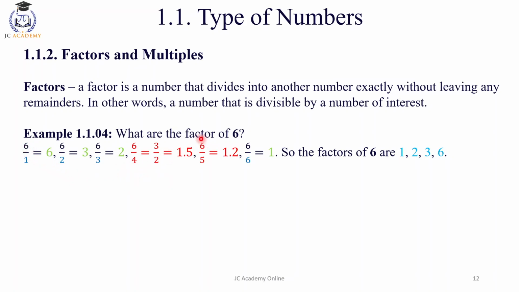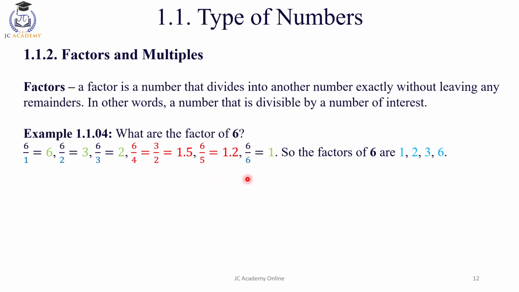So in this case, the number of interest is 6. So we start by dividing 6 by 1. So we do 6 divided by 1. Answer is 6. 6 divided by 2. The answer is 3. 6 divided by 3 is equal to 2. 6 divided by 4 is 3 over 2. Yeah, we can simplify this, or 1.5. 6 divided by 5 is 1.2. 6 divided by 6 is equal to 1. So we stop once we've reached 1.